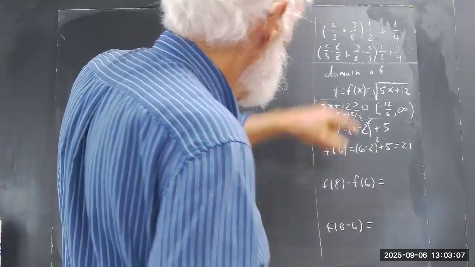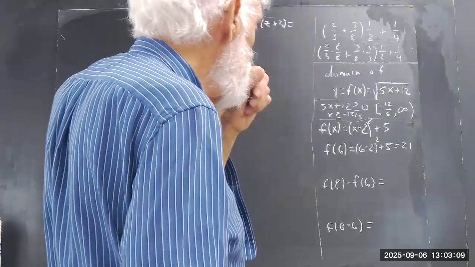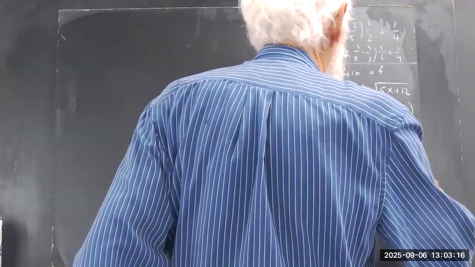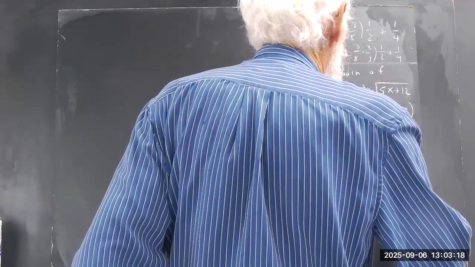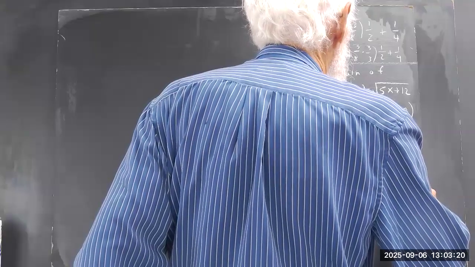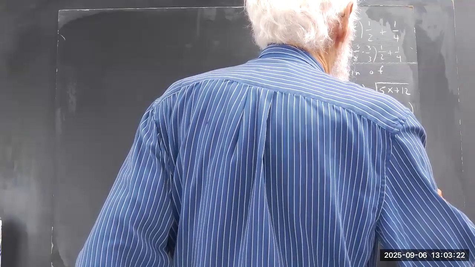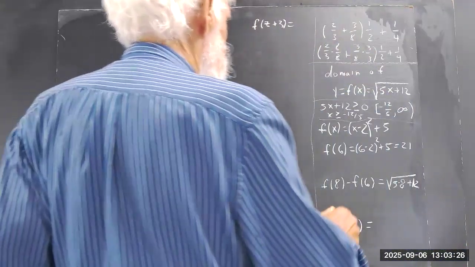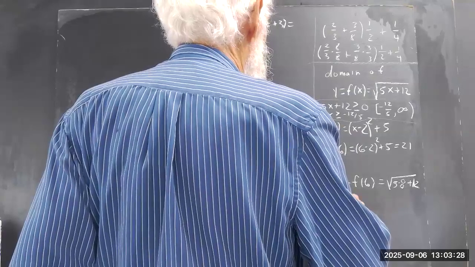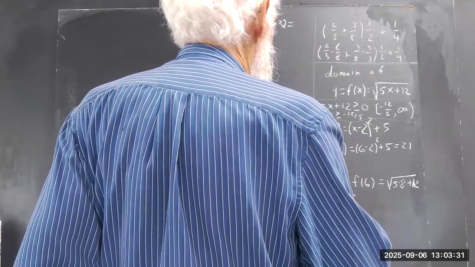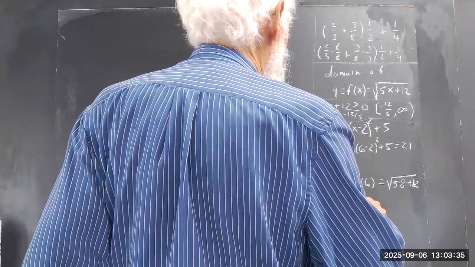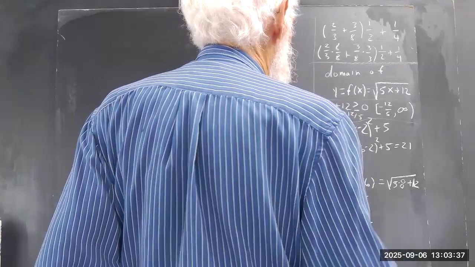Now, f of x is square root of 5x plus 12. Well, that's the square root of 5 times 8 plus 12, maybe a little hard to read, minus the square root of 5 times 6 plus 12.